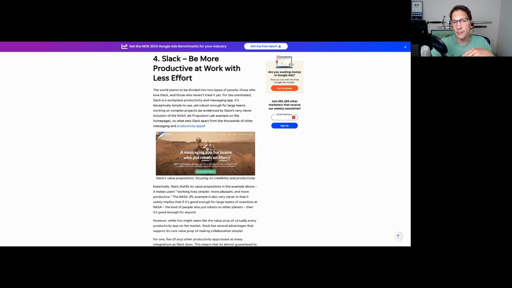So Slack: be more productive at work with less effort. You know right off the bat that this is a work tool because it has "at work." A lot of times you want to include different things as part of your UVP for somebody who has no idea. Slack is a very popular tool, and most people know what it is today. But let's say you go back to the days when Slack was first coming out and nobody knew what it was. There were tons of chat-based tools.